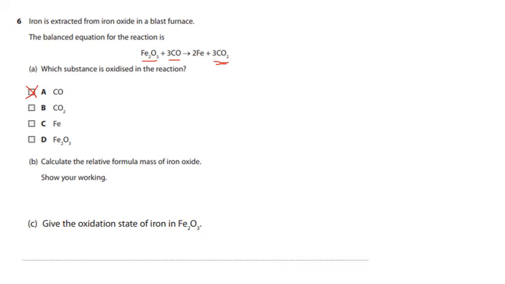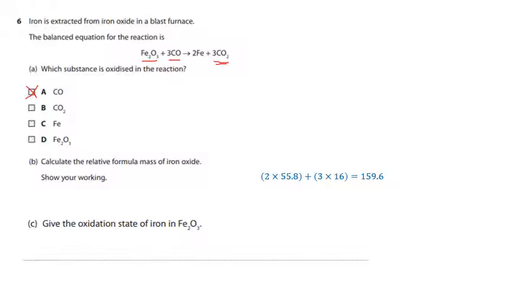Calculate the relative formula mass of iron oxide. So iron oxide, look there, Fe2O3. So you've got 2 irons and you've got 3 oxygens, and we can look up the atomic mass in the periodic table, pretty straightforward. 2 irons and 3 oxygens is 159.6. Okay, I always say 3 sig fig should always do, so 160 should be okay, but I've put 159.6. Why not?